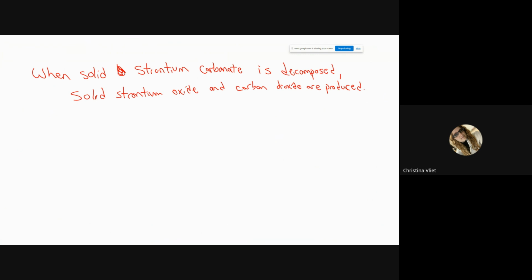Strontium carbonate is decomposed. I haven't gone over the major types of reactions with you yet, but we did go over what the key words were. Decompose was one of them. What does that mean? Decompose means when something deteriorates, falls apart, right? So they're basically saying strontium carbonate is falling apart.